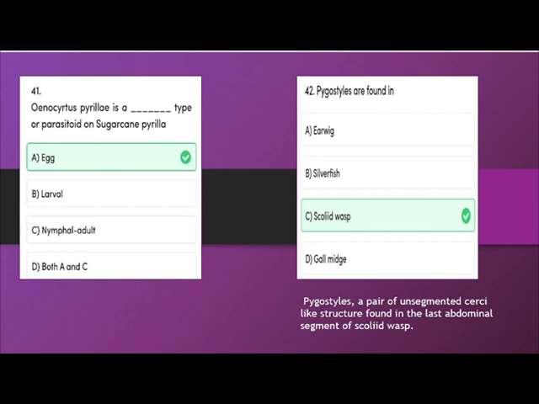Now come to the 41st question. Onocytus pyrrhali is a dash type of parasitoid on sugarcane pyrilla. It is an egg type. Also Tetrastichus pyrrhali is an egg parasitoid of sugarcane pyrilla. Now come to the 42nd question. Pygostyles are found in, and the answer is scoliid wasp. Pygostyles are a pair of unsegmented cerci-like structures found in the last abdominal segment of the scoliid wasp.